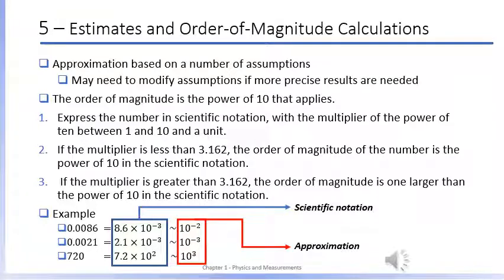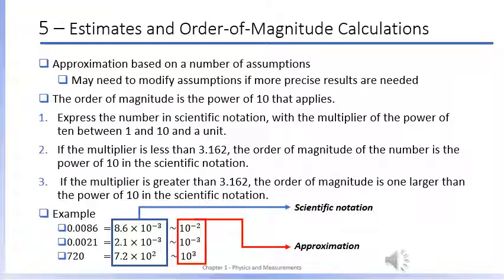I will give you some simple examples of how to write a number in scientific notation. So the number 0.0086 can be written as 8.6 times 10 to the power minus 3. So 10 to the power minus 3 is a way to write it in scientific notation. The number 720 can be written as 7.2 times 10 to the power 2. So when we are using scientific notation, we will use 10 to the power m. m can be a positive or negative value.